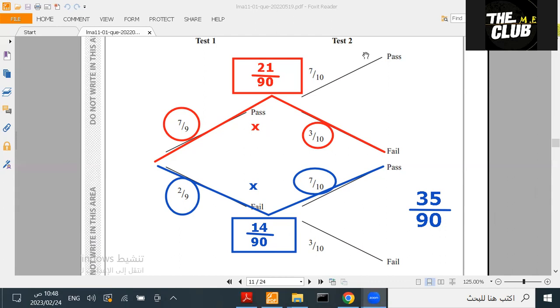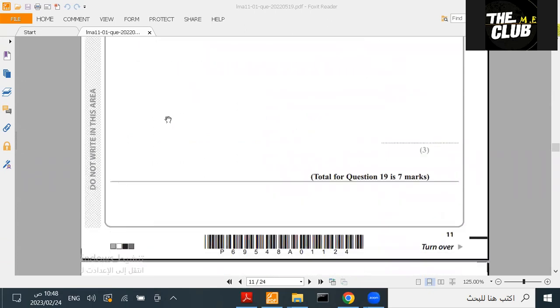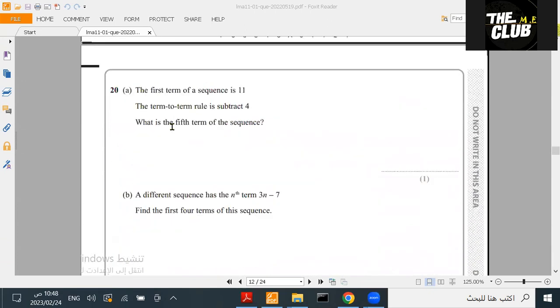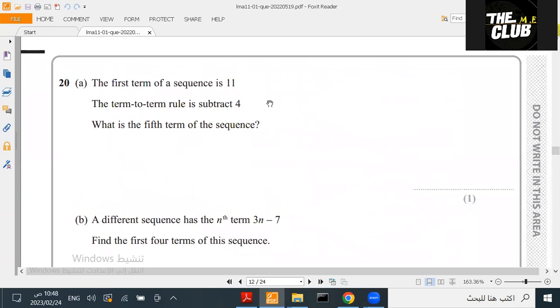Now let's move on to another question. Question 20. Let's zoom in so you can see it. The first term of a sequence is 11. The term to term rule is subtract 4. What is the fifth term of the sequence?